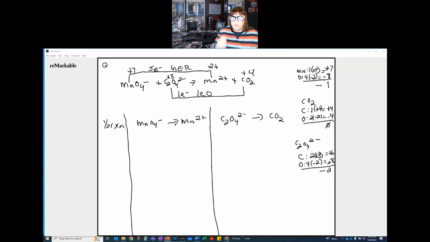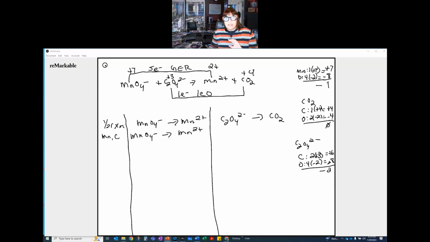We don't have a lot of extra room here. It's not ideal, but we'll get to that. I'll erase stuff if I have to. That's my first step. Now, the next thing I need to do is to verify that I have the same number of everything that's not oxygen or hydrogen on both sides. So do I have the same number of Mns? Yeah, I have 1 Mn as a reactant, 1 as a product, so that one is fine. So I'm going to write MnO4 minus goes to Mn2 plus.